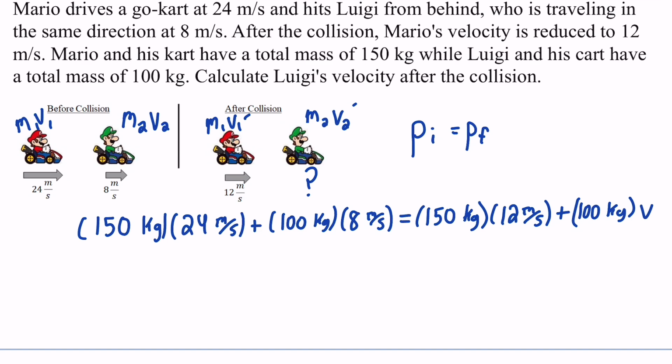All the given velocities are to the right, so all the velocities that I plugged in here were positive. And then when I solve that for Luigi's final velocity, I get that his velocity v equals, he's still going to the right, so this is also positive 26 meters per second. So I would say Luigi's speed after the collision is 26 meters per second to the right.